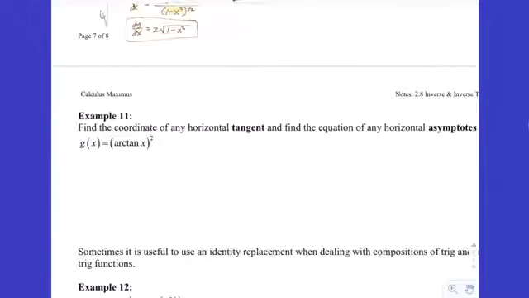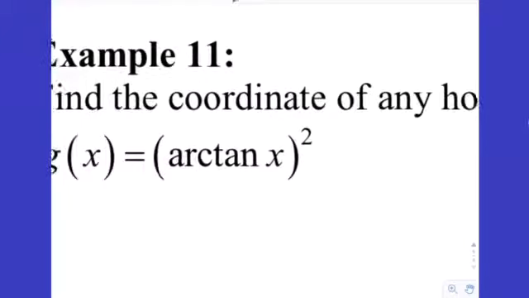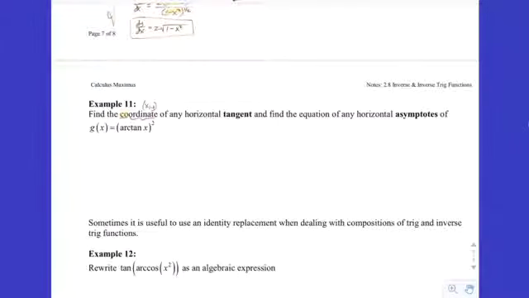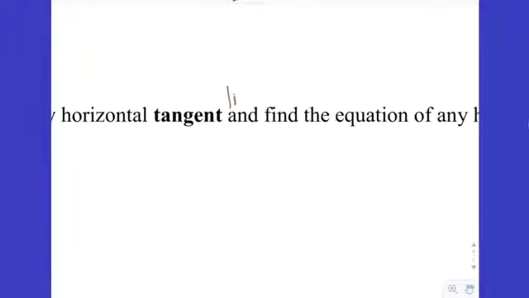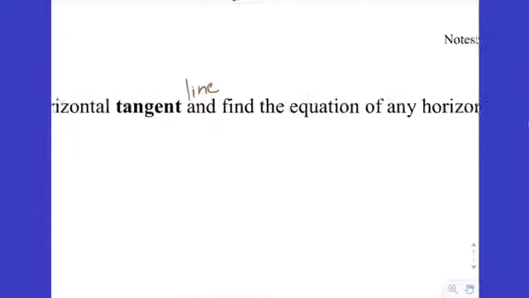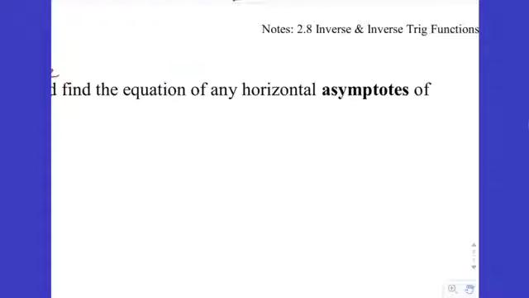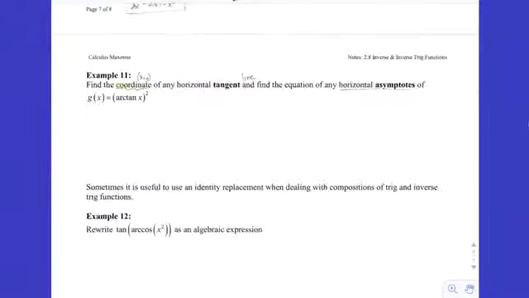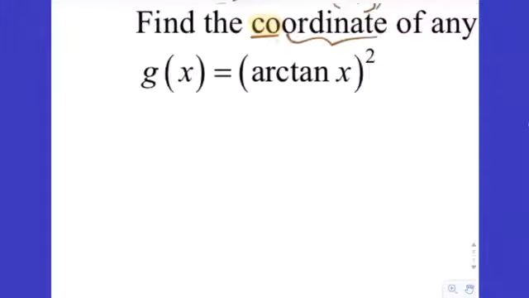Number 11. Find the coordinate. Co means what? Yeah, coordinate means point, right? But co means share, and an ordinate is like an x or a y. So coordinate would be x comma y, typically. Of any tangent, that means tangent line. It doesn't have to say line, but that's any tangent line. And find the equation of any horizontal asymptote. All right, so tangent line and horizontal asymptote to this graph.